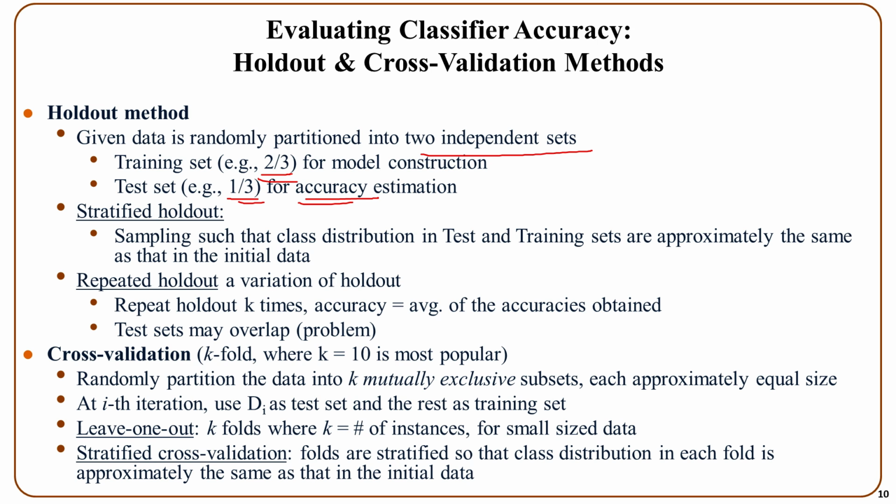A variation of this method is stratified holdout. Stratified holdout samples data such that the distribution in the test and training sets is approximately the same as in the initial data. So if in the initial data we have, let's say, 40% for class 1 and 60% for class 2, then we see approximately the same ratio in the training and the test data sets.